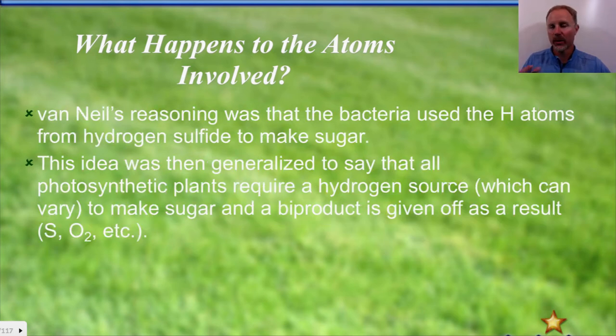Okay, his reasoning is that the bacteria use these hydrogen atoms from the hydrogen sulfide to make the sugar, and he generalized it to say that no matter what the hydrogen source was, that was what was going to get split, and the waste product given off was that which was attached to the hydrogen. And that hydrogen source was then used to make sugar, and that byproduct was either sulfur or oxygen, for instance.